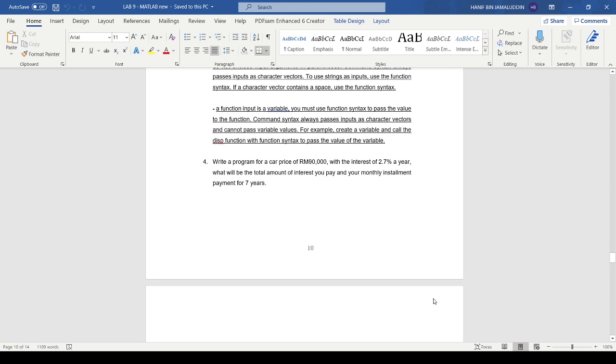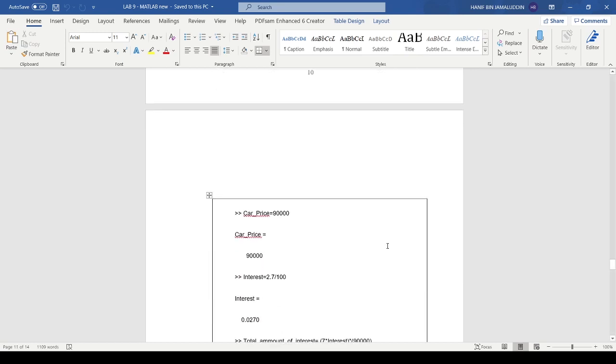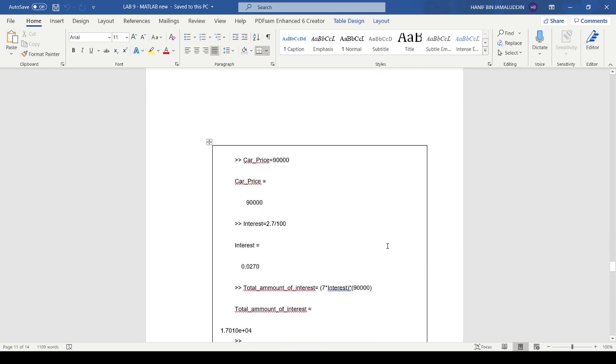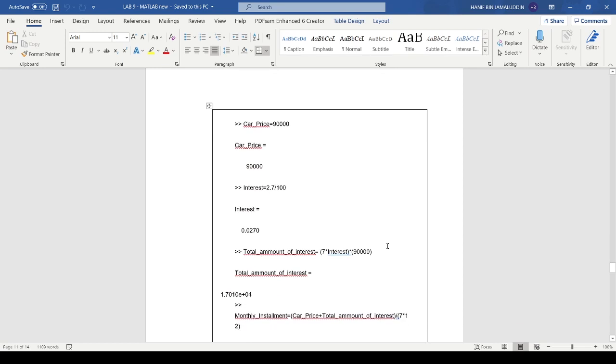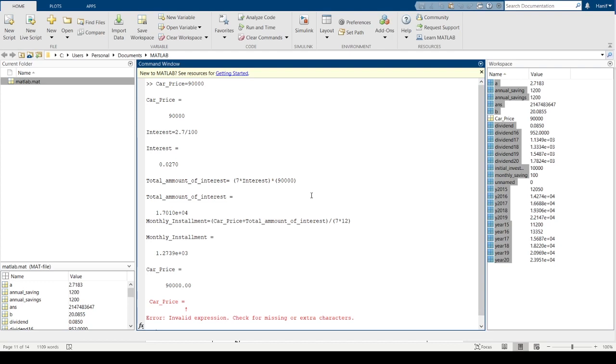Next question. Write a program for a car price of 90,000 ringgit with the interest of 2.7% a year. What will be the total amount of interest you pay and your monthly installment payment for 7 years? So this is the full code for the question, and this is the coding for MATLAB.